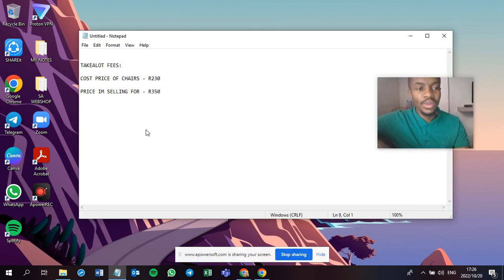Okay, so there are fees involved with selling on Takealot. The first fee is that they take a percentage per item that you sell. It's sort of like a processing fee. Normally it's more or less around 10 to 14%, depending on the category of the items that you're selling. But let's make an example with this item. Let's say they were taking 10% per item that I sell.